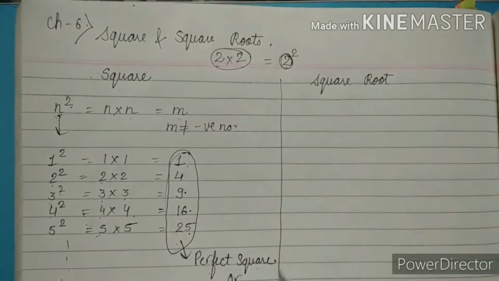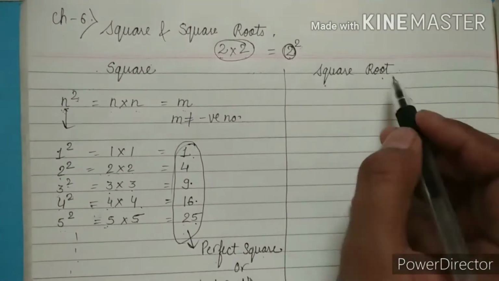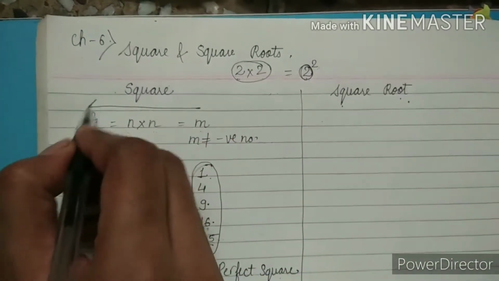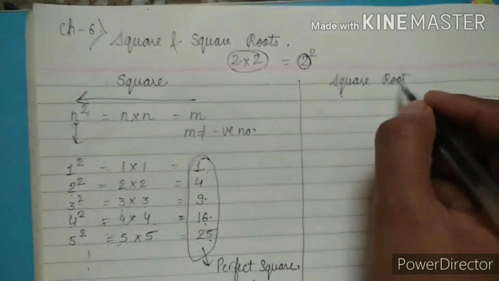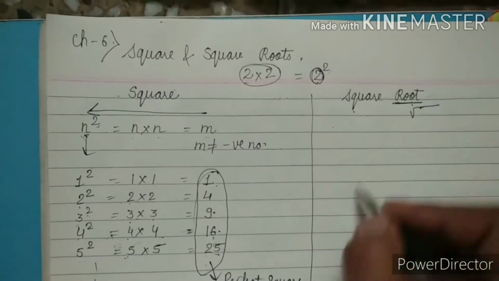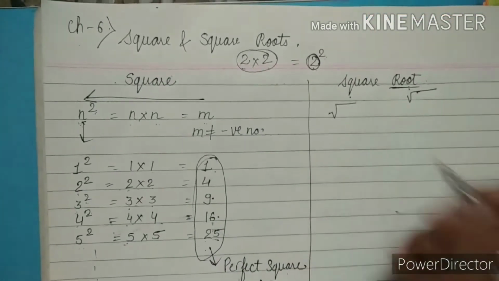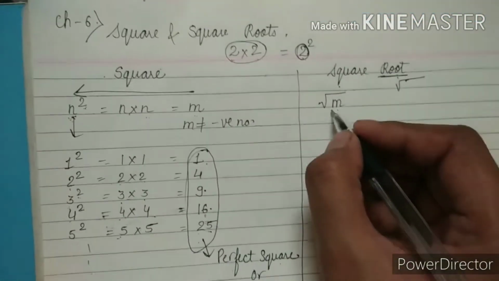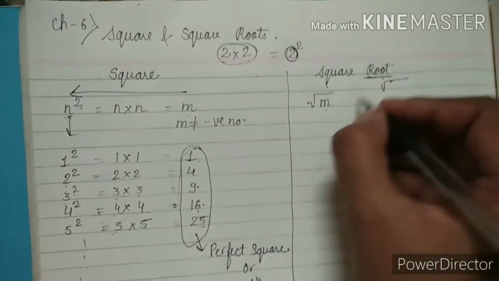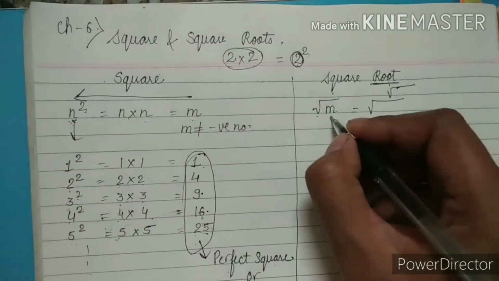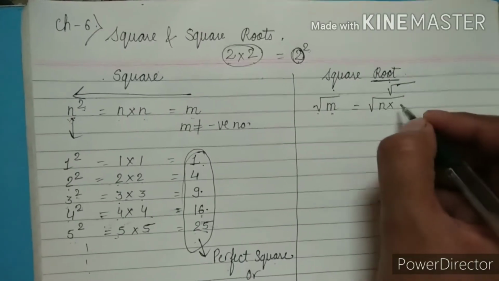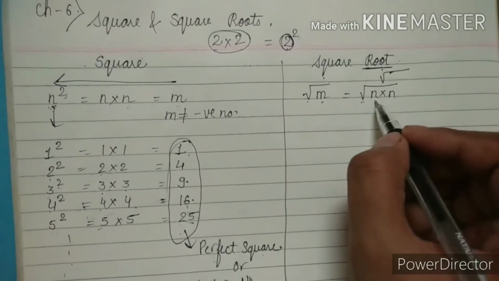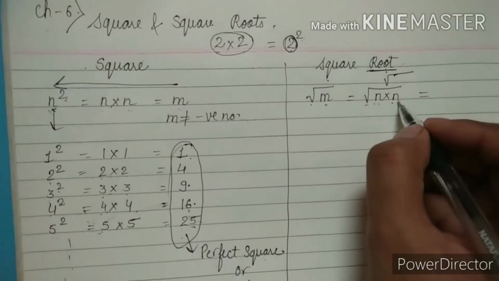Now what is the meaning of square root? Square root is the opposite case of square. Square root is represented by this symbol. It means that when we put any number m in the root, and we represent m in the form of under root n into n, that is the square root.